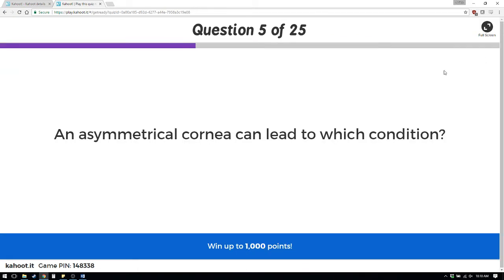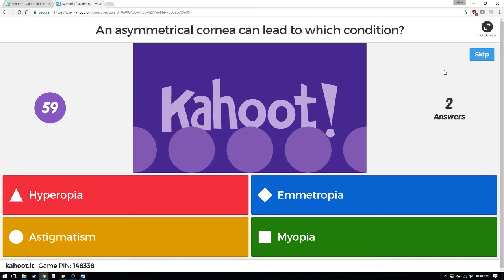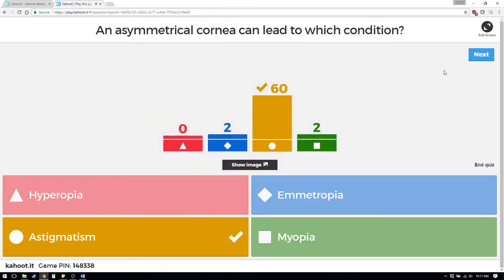An asymmetrical cornea can lead to which condition? Astigmatism. So, what is hyperopia? Farsightedness. So, what can they see very well? Stuff far away. Can't see stuff close. Okay, so what's the main defect there?